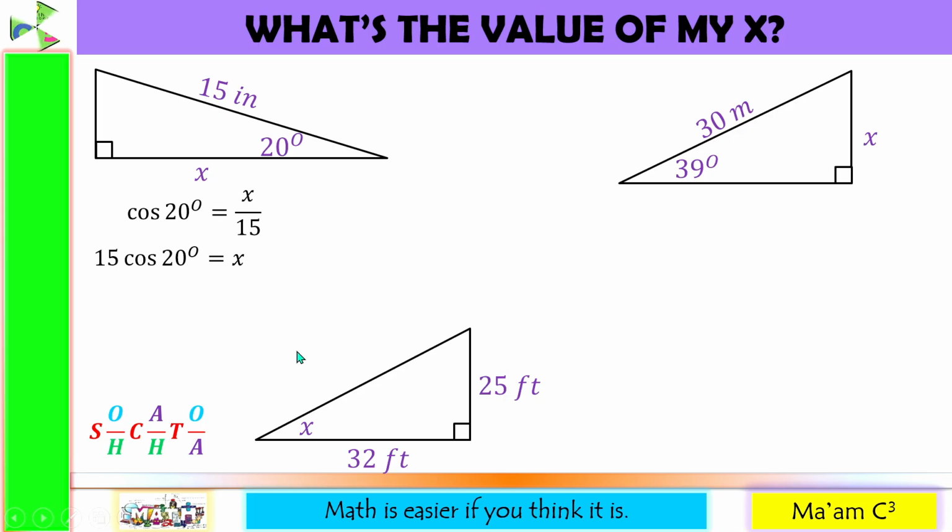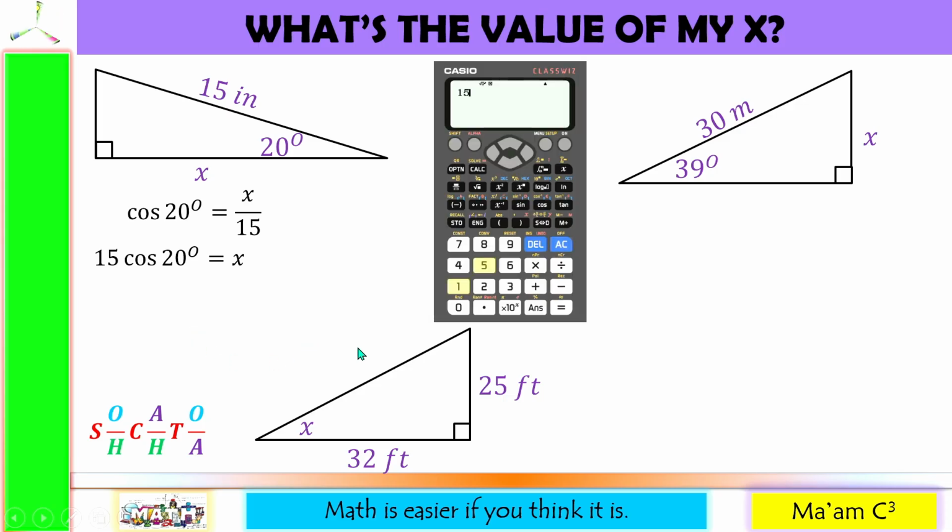Let us solve for x. So we have here 15 times cosine 20 degrees is equal, round off to the nearest hundredths, 14.10. So it means the measure of this side is 14.10 inches.